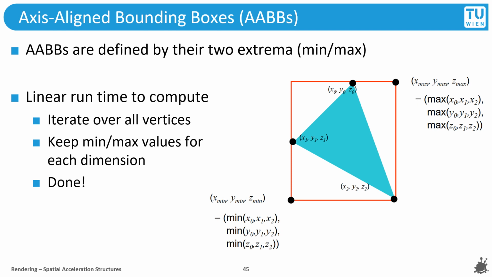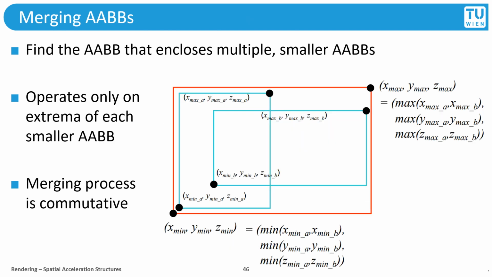All that is necessary to do is to iterate over all the vertices and maintain the minimum and maximum values that you come across for each dimension while you iterate. Also, it is very easy to merge two AABBs for the purpose of getting a bounding volume that conservatively encloses the entire space that is enclosed by the two smaller AABBs. And the operation works by only considering the minimum and maximum vectors of the individual AABBs that need to be merged, and the process is commutative and can be performed in constant time.